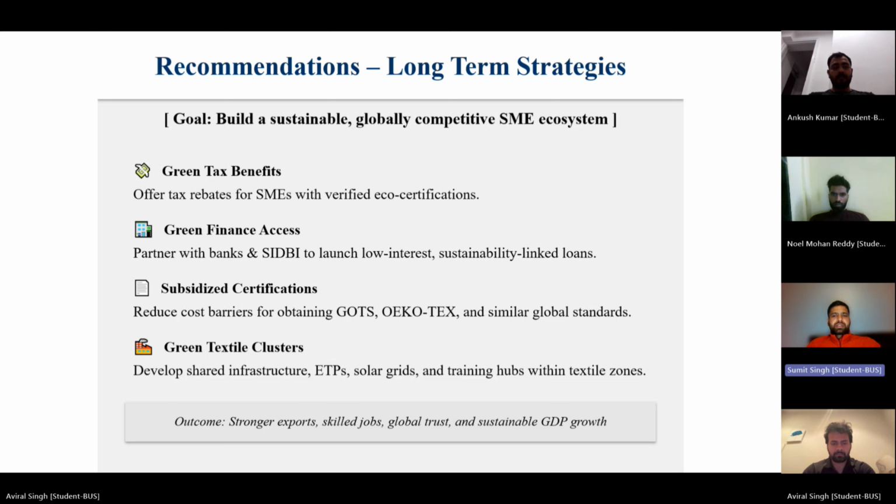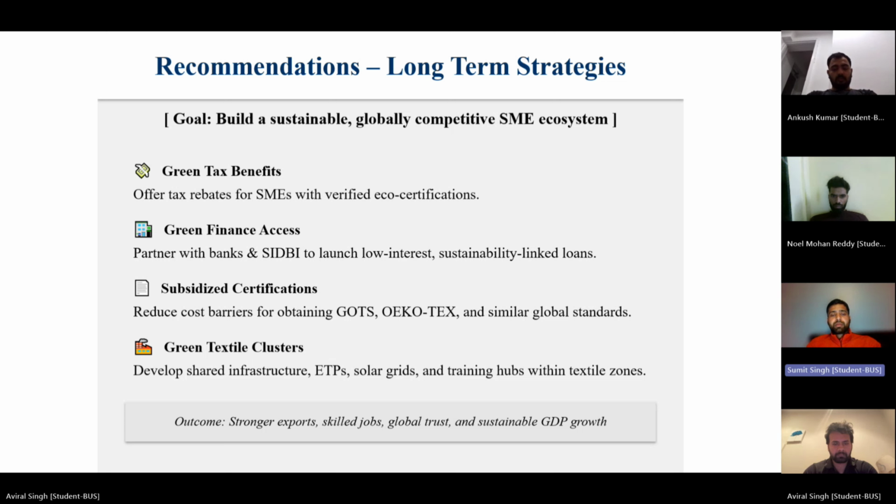I'll be presenting our long-term strategies, future scenarios, conclusion and call to action, and references. Now let's talk about the long-term plan. How can we future-proof India's textile SMEs? Our group has proposed four key strategies. First one is tax incentives.